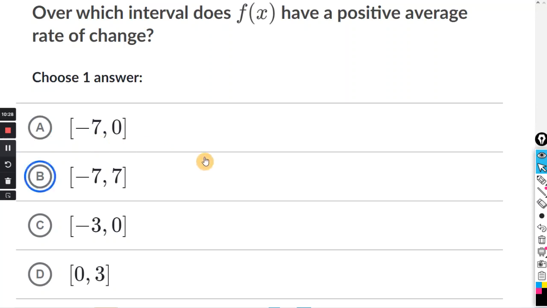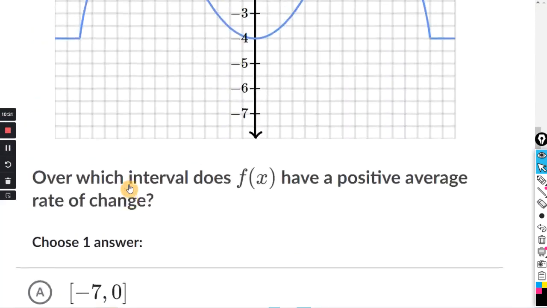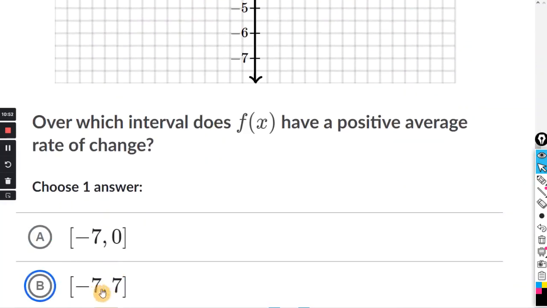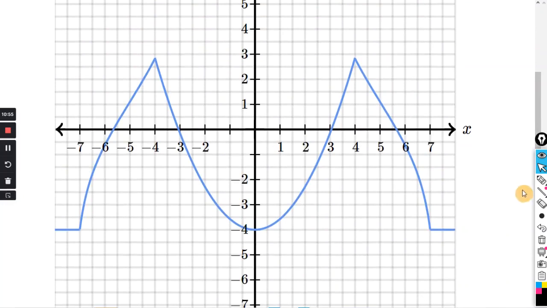All right, -7 to 0. These are x values. -7 to 0. Let's see. On the x-axis, here's -7. Right here. On the x-axis, here's 0. Right here. Connect them. Is that a positive slope? No. So it's not A. Let's try the next one. -7 to +7. Let's try it. All right, on the x, here's -7. Trace it to the graph. On the x, here's +7. Trace it to the graph. Connect them. Is this a positive slope?